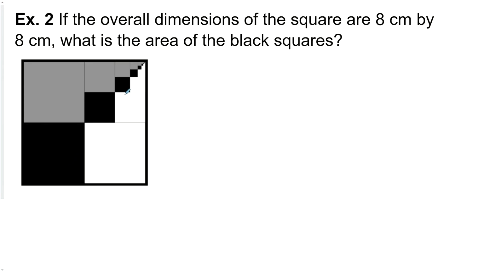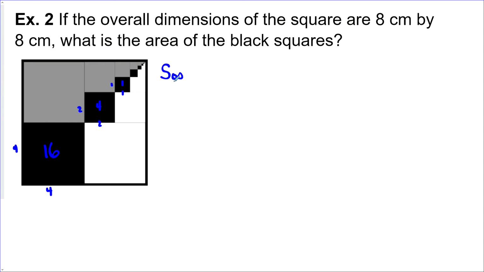If the overall dimensions of the square are 8 centimeters by 8 centimeters, what is the area of the black squares? You can see them going off there. And we can suppose that that's an infinite process there. So the area of this first one here would be 4 times 4, and so it would be 16. The area of this one here would be 2 times 2, so it would be 4. The area of this one would be 1 by 1, so it would be 1. I think that's enough to see the pattern here.